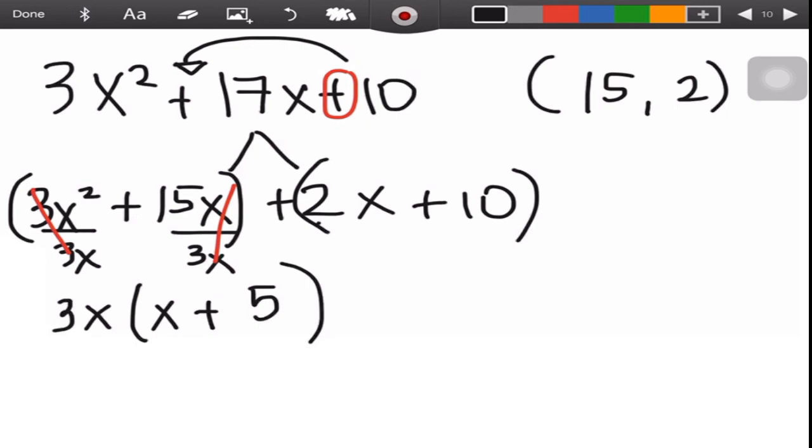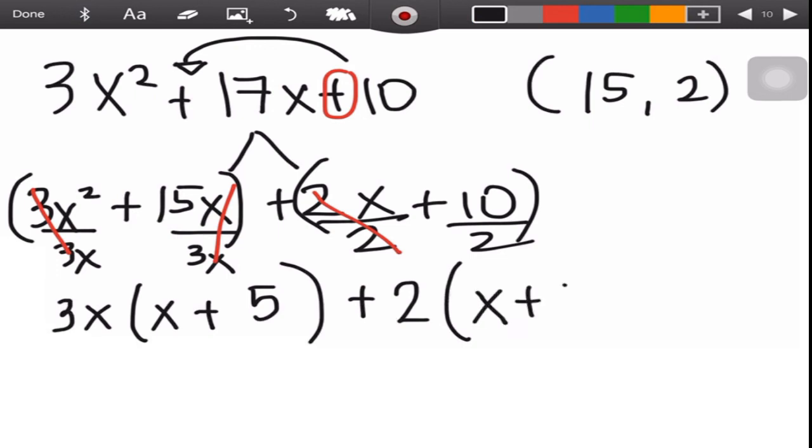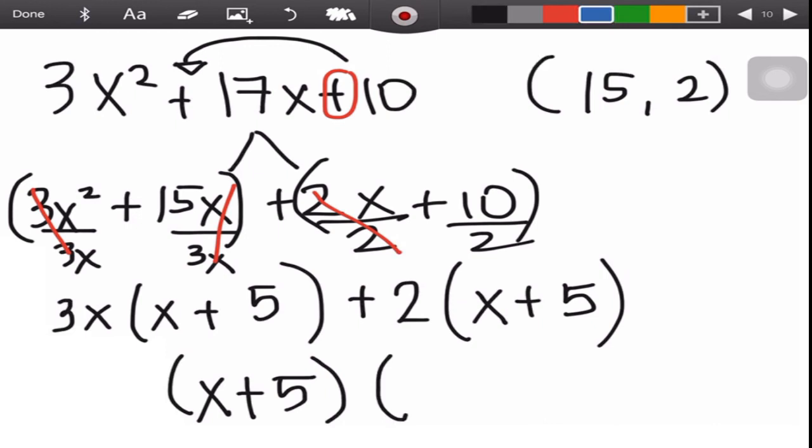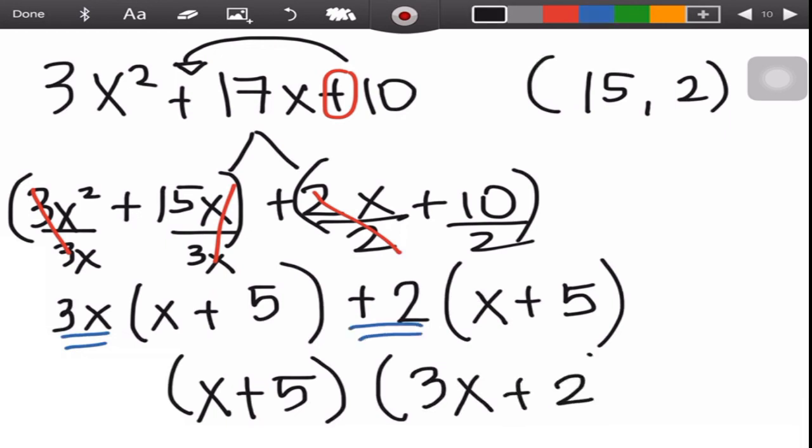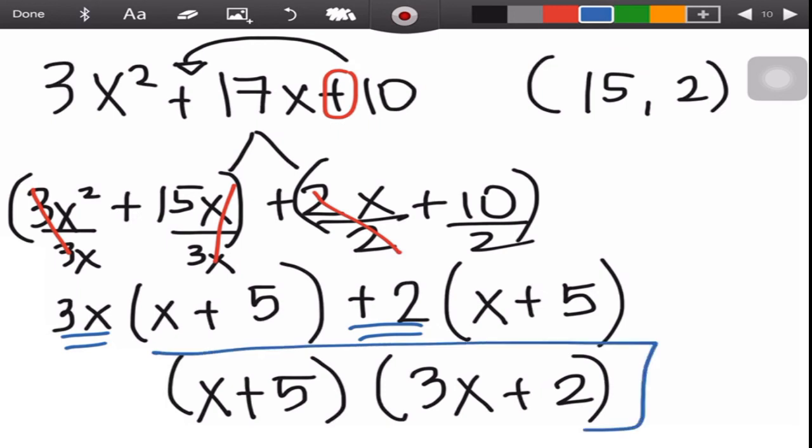And then what number can divide 2x and 10? That is 2. So plus 2. 2 divided by 2, it will be cancelled. It will become 1 times x, and then 10 divided by 2, that is 5. And then copy the terms inside the parentheses once. And then write the numbers outside the parentheses together. And then this is the answer for this example.